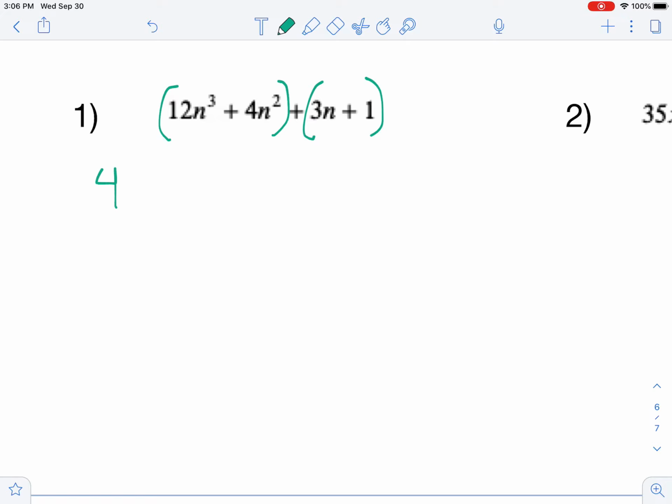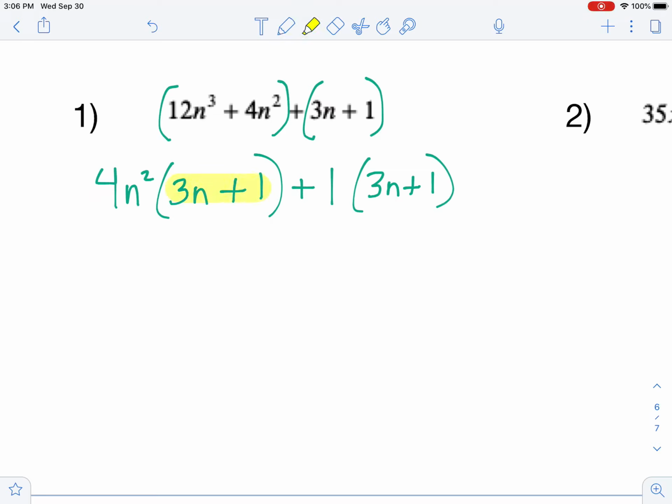Well, 12 and 4 are both divisible by 4, and they both have n squared. So if I factor out a 4n squared, that is what I'm left with. Notice that there's not a GCF of the second set of parentheses, so I'm going to say its GCF is 1.